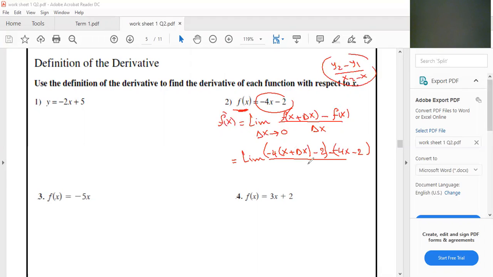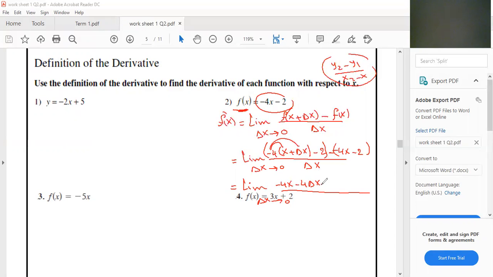Limit of -4x minus 2 over delta x when delta x approaches 0. I have to simplify. It will be limit delta x approaches 0. I'm sorry, I don't have enough space because I write in large handwriting. Okay, just distribute: -4 multiply x, it will be -4x. -4 multiply delta x, it will be -4 delta x. Delta x is a variable, the change in x.